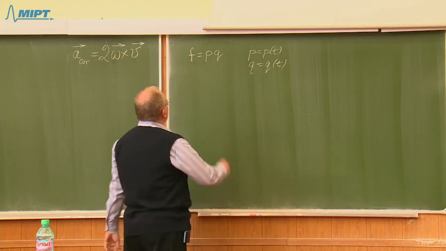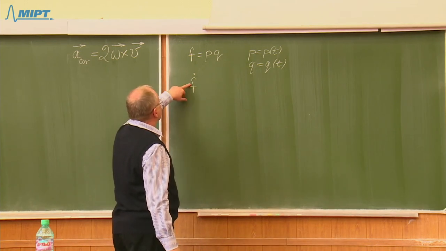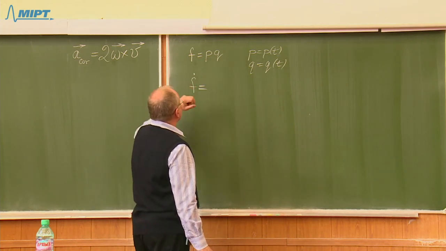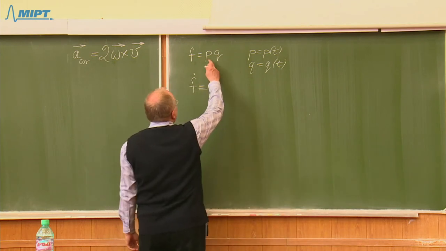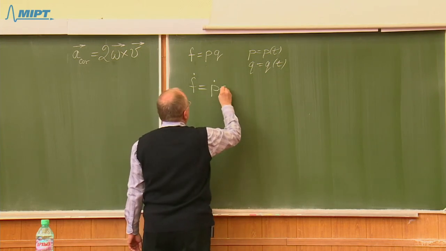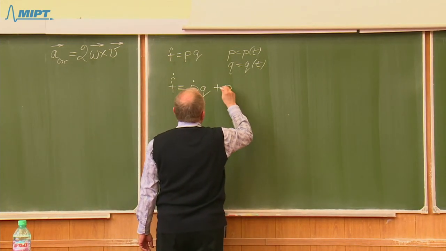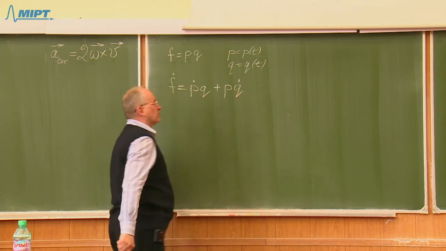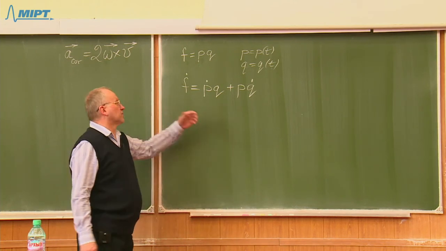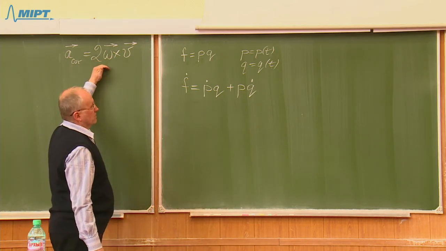If it's a function of time, we can find the first derivative of f with respect to time. The first derivative, according to the rules of finding a derivative of the product of two functions, will be expressed in such a way. We have to put a dot over the first multiplier and leave the second as it was. And then we leave the first multiplier without any dots and put another dot on the second multiplier. Do you know this rule of differentiating? So this is the mathematical rule which leads to the formula for Coriolis acceleration.